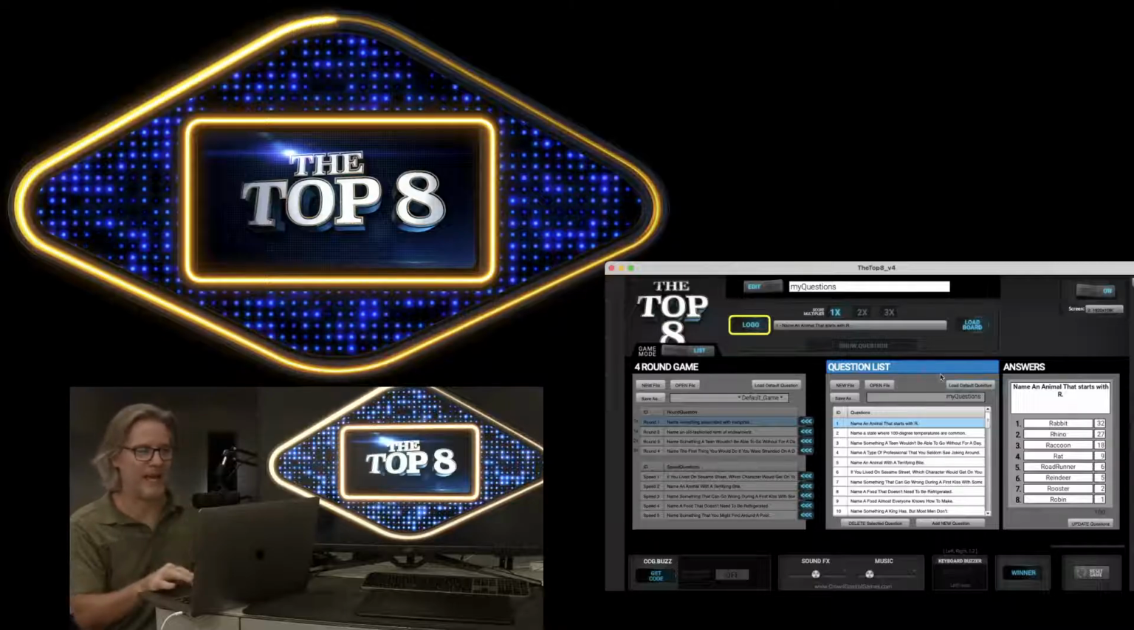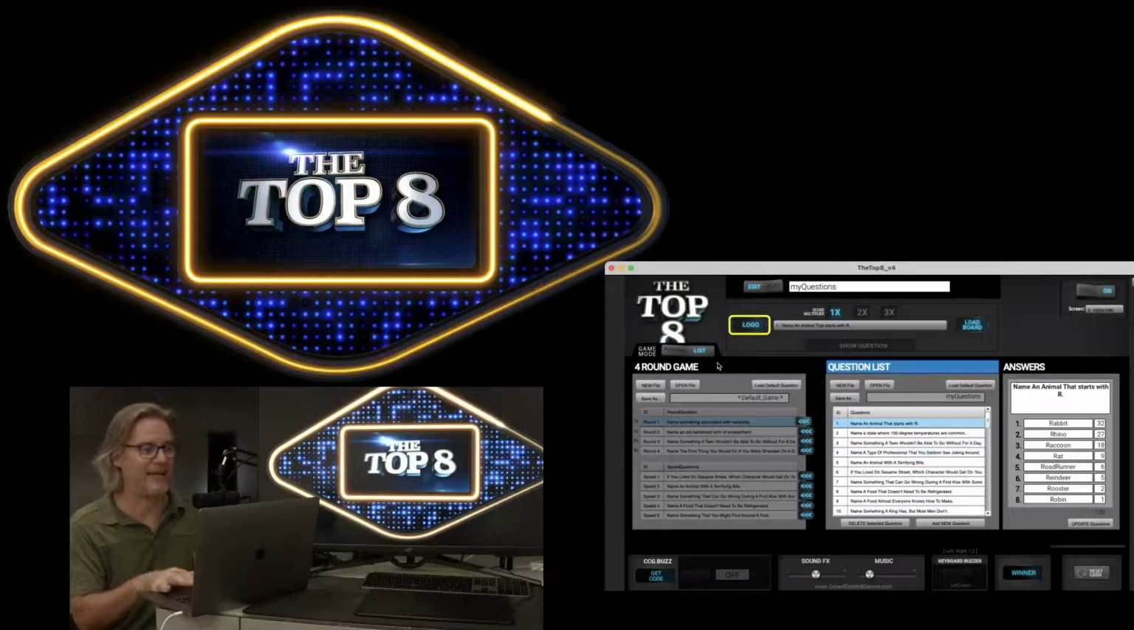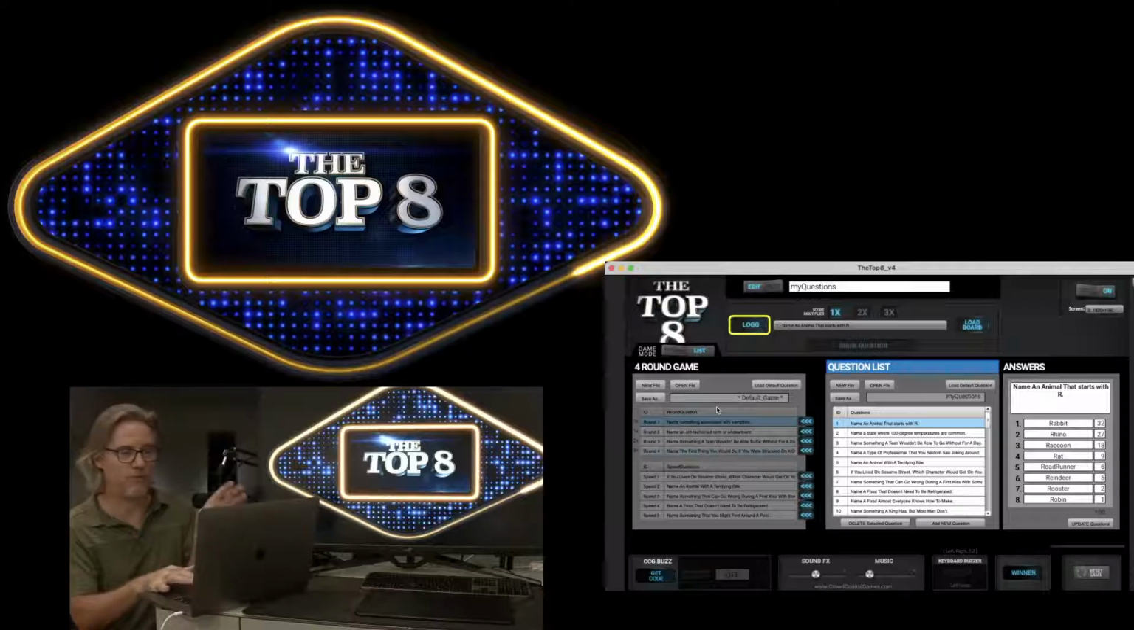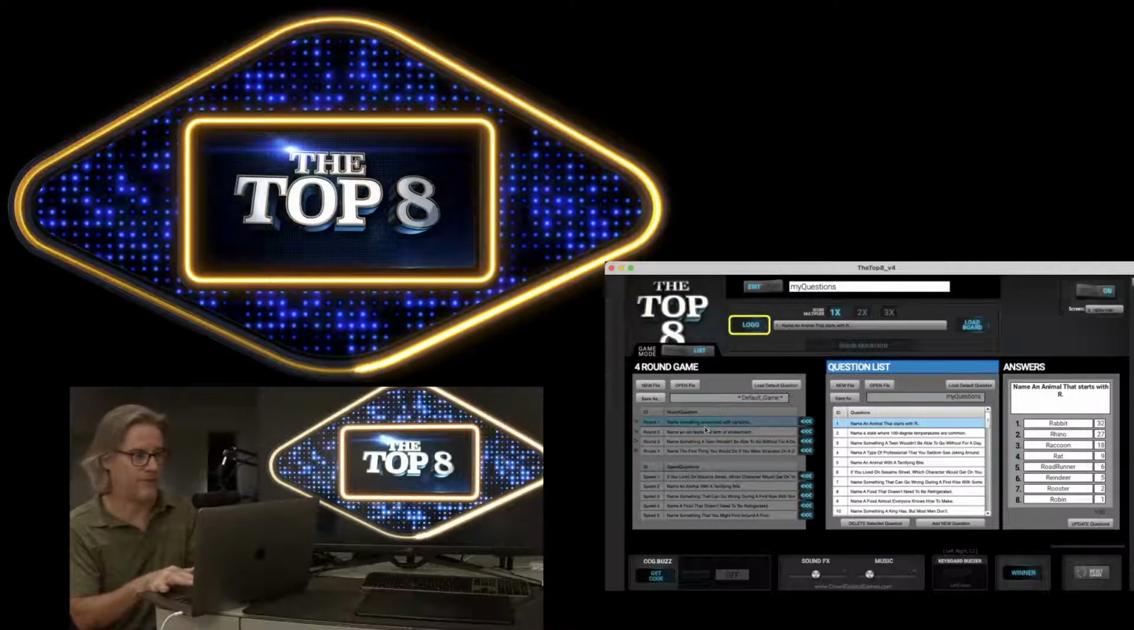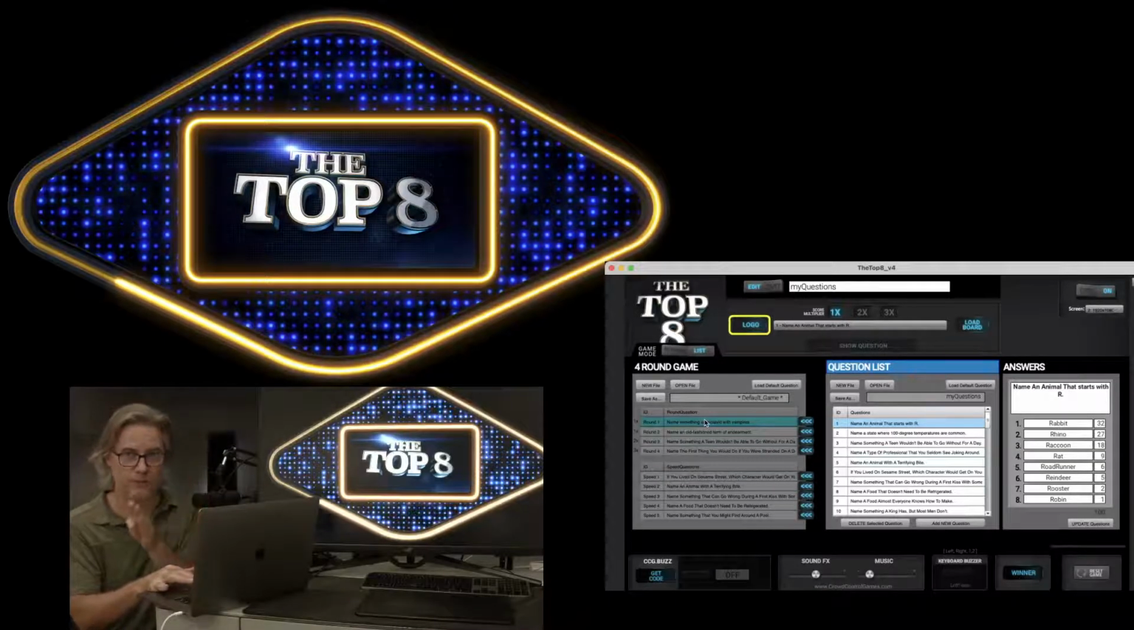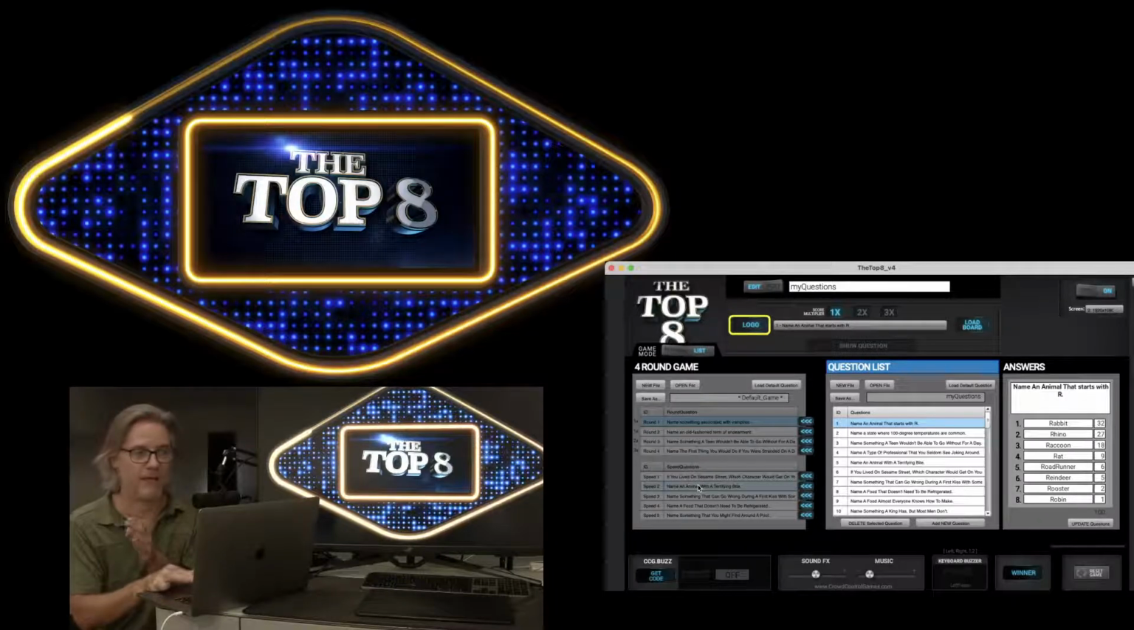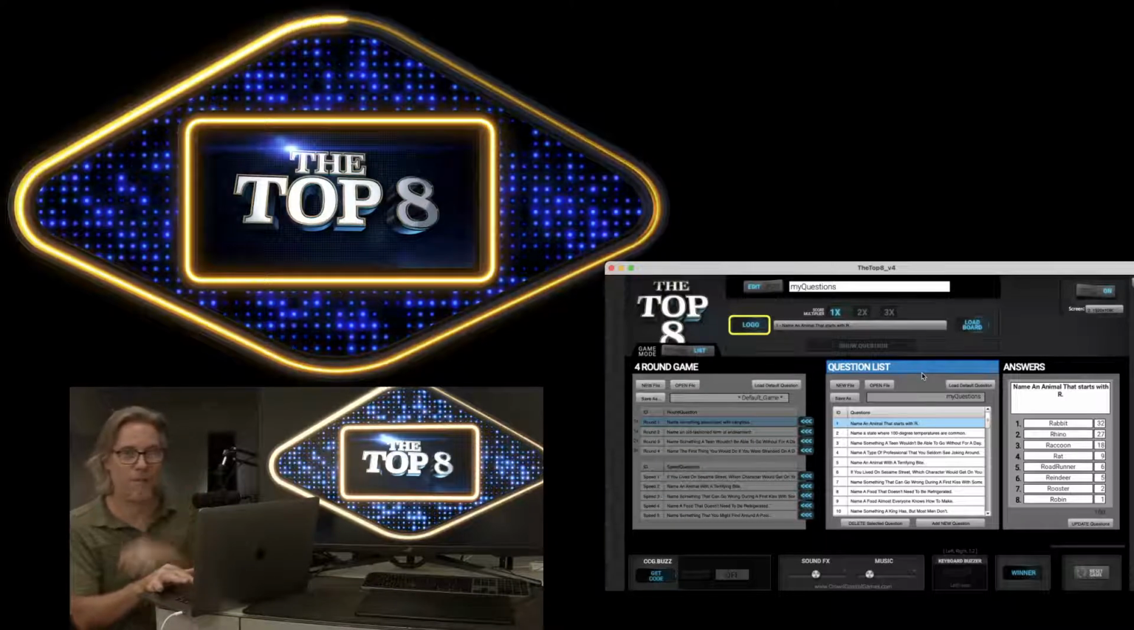Inside that, you will see a question list and then a game list. So the games are the 4 rounds for the game and the 5. So it's 4 questions for each of the rounds and then 5 questions for the speed round. And then in the question list is just a whole bunch of questions.